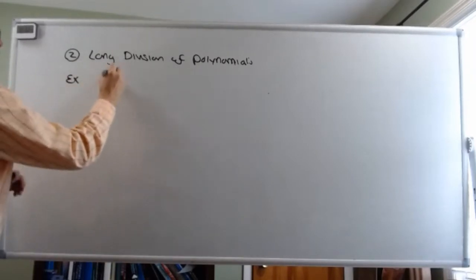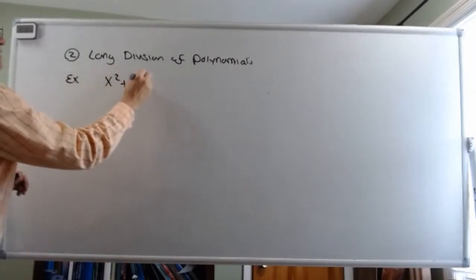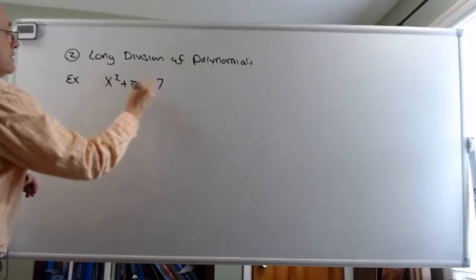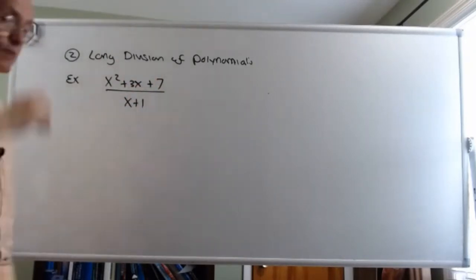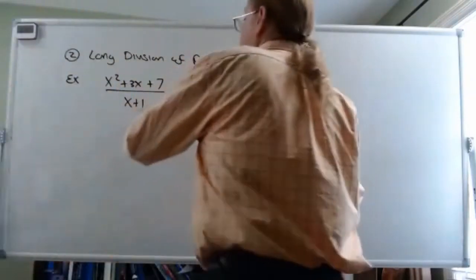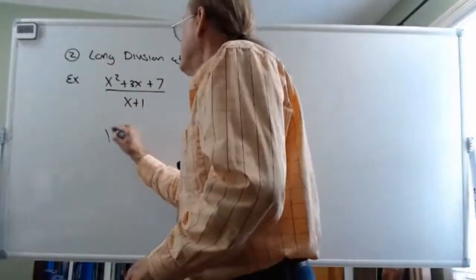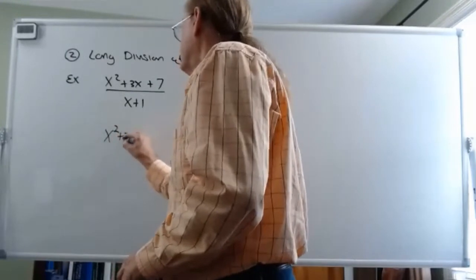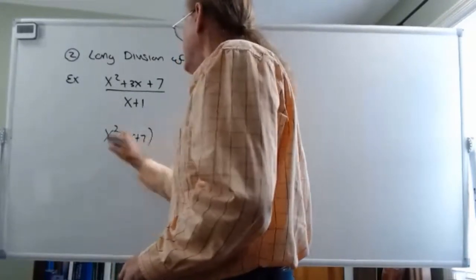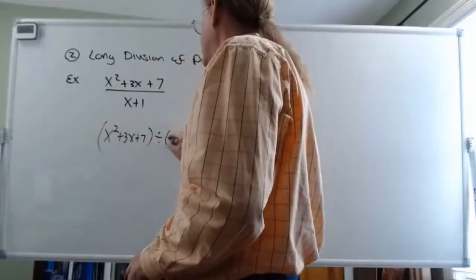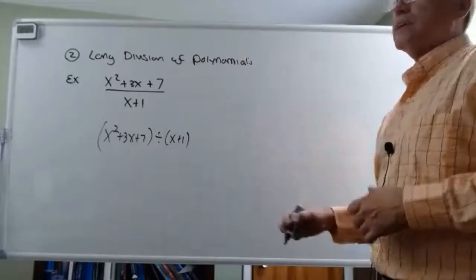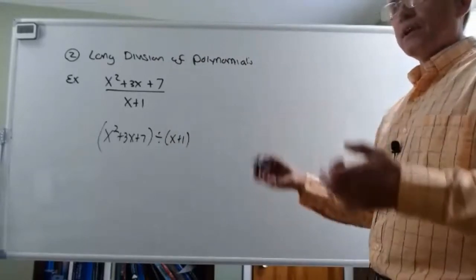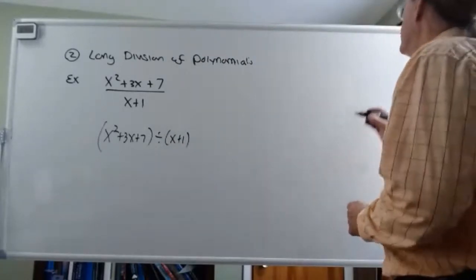Say I had x squared plus 3x plus 7 all over x plus 1. And I want to divide, because this is equivalent to x squared plus 3x plus 7 divided by that binomial x plus 1. Well, how do I do it? Well, you do it just like you did the long division of numbers. You might remember that process.